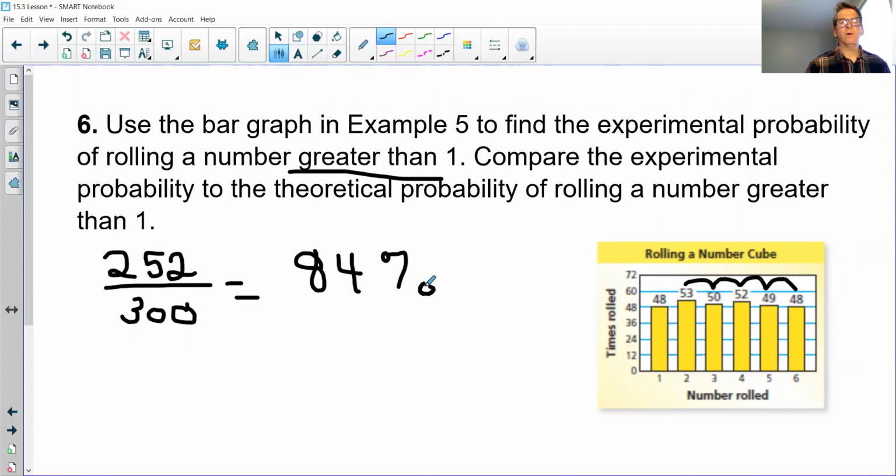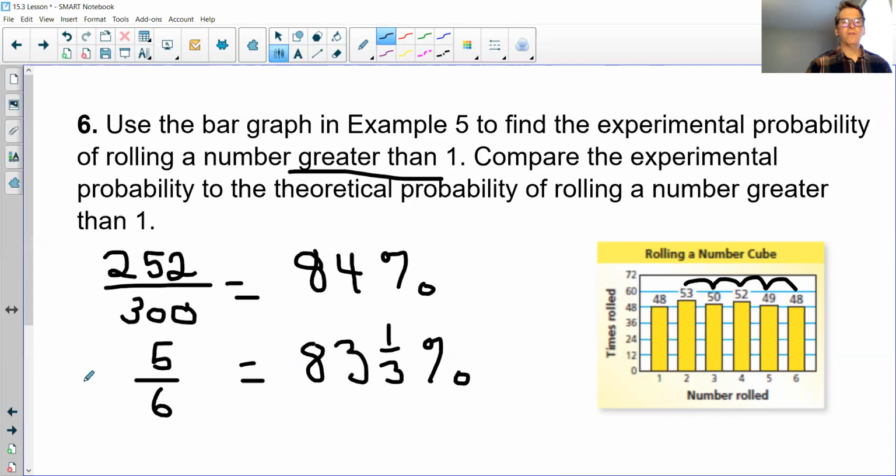Compare that experimental probability to the theoretical probability of rolling a number greater than 1. So if it's greater than 1, you're going to have 1, 2, 3, 4, 5 out of 6. 5 out of 6 chances greater than 1. So if you look at 5 divided by 6, that is roughly 0.83, okay? So that is roughly 83%. That's roughly 83.33%.